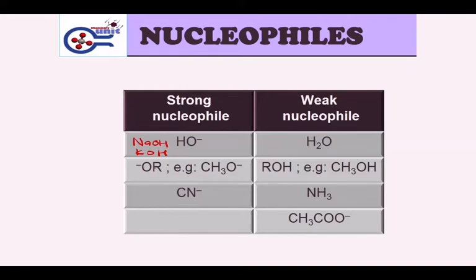Also have alkoxide ion, which comes from the salt. For example, sodium methoxide. This OCH3 minus is an alkoxide ion and it will be considered as strong nucleophile. Other example is CN minus, which mostly comes from KCN or NaCN. This is an example of weak nucleophile: H2O, alcohol, for example, CH3OH, methanol, ammonia, and also ethoxide ion.